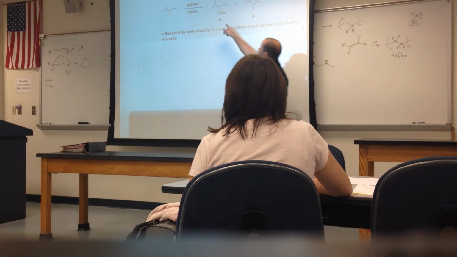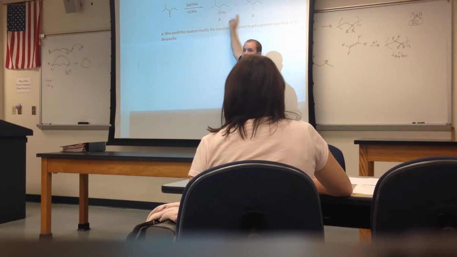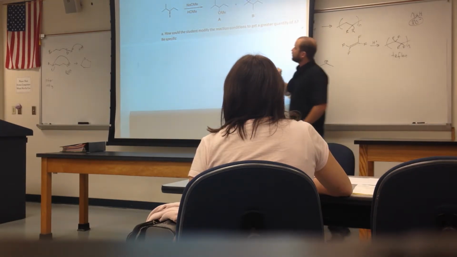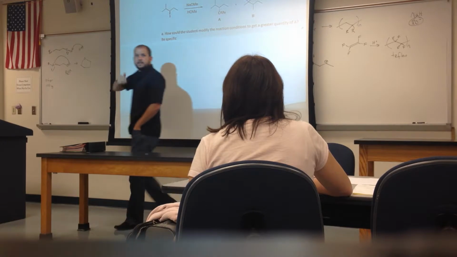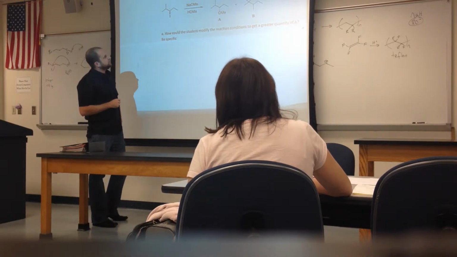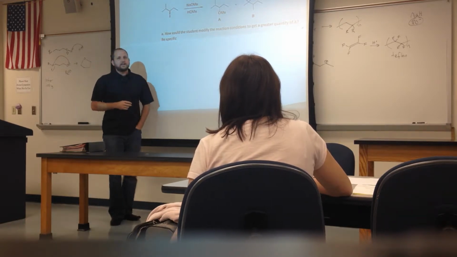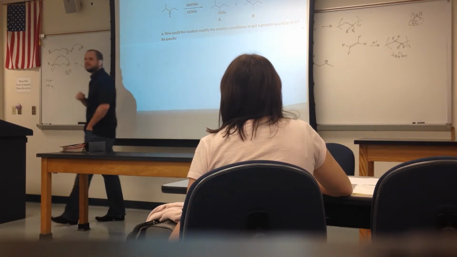Right, this is an SN2 substitution. We inverted the center. This one migrated. Right, the only way you can do that is going through an SN1. And it's reasonable to get both of them, and they did. So the first part says, how could the student modify the reaction conditions to get a greater quantity of A? Now be specific.